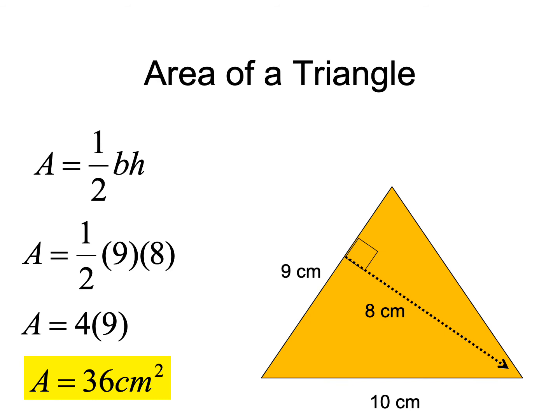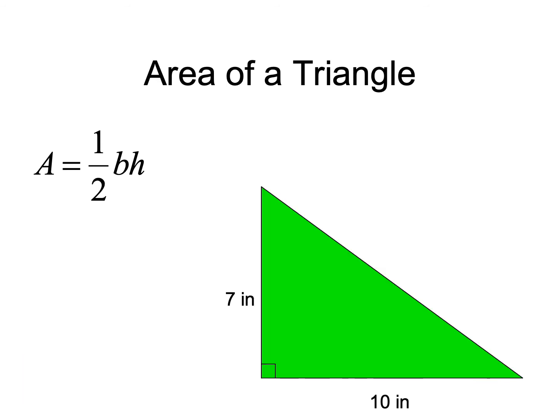All right, we're going to go through all the flavors of these triangles. So here's one of the ones where it's a right triangle. Notice no dotted line, but the square touches the base and the height. So the base and the height for this one are 10 and 7.